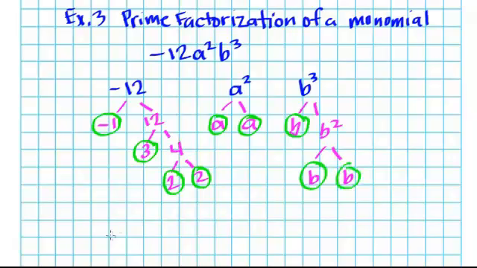So the factors of negative 12 a squared b to the third would be negative 1 times, I have 2 2's, so I'll put 2 times 2, that 3, 2 a's, times a times a, and then I have 3 b's, times b times b times b.